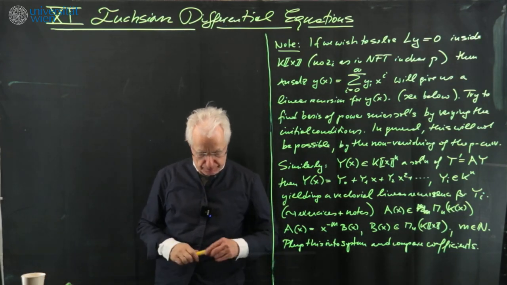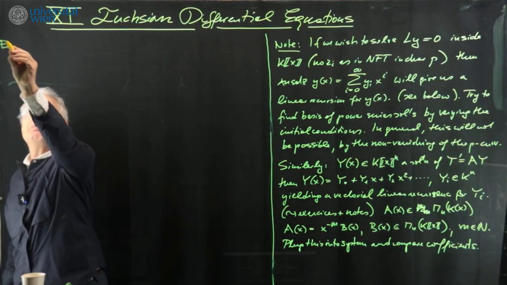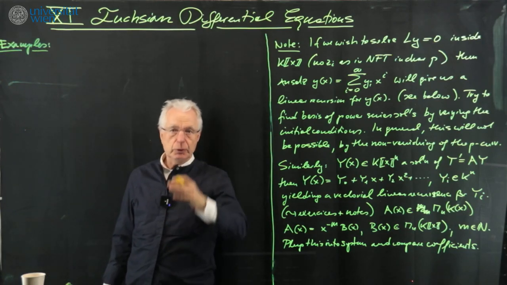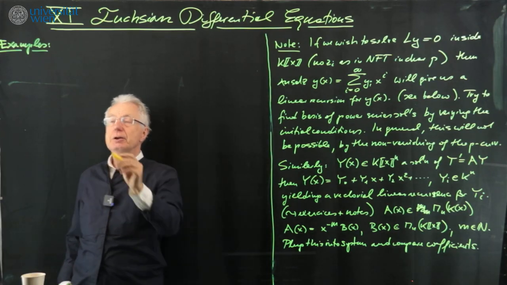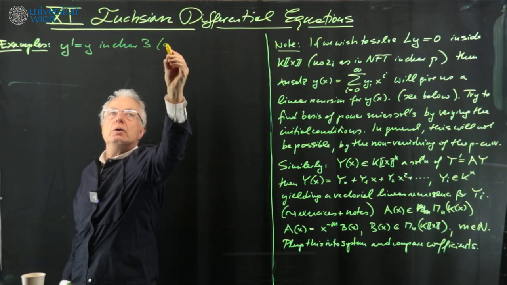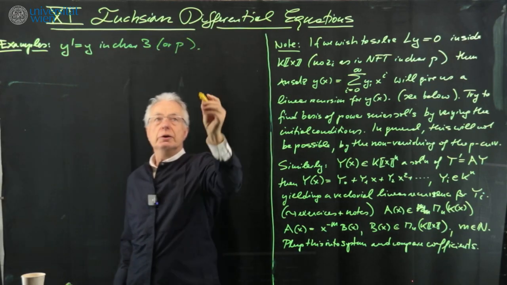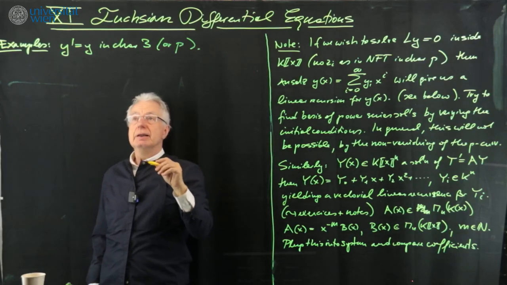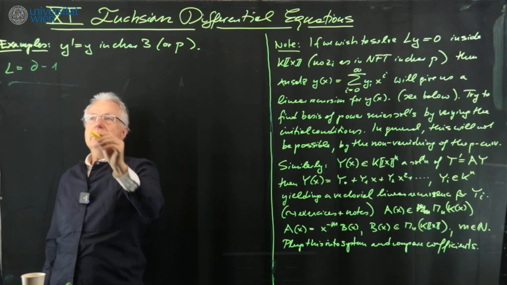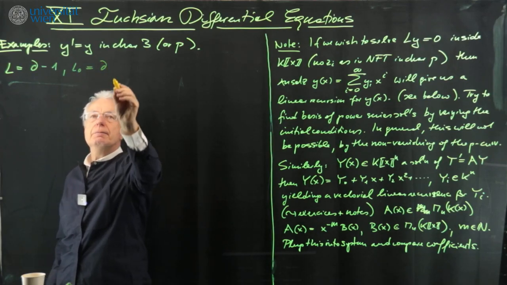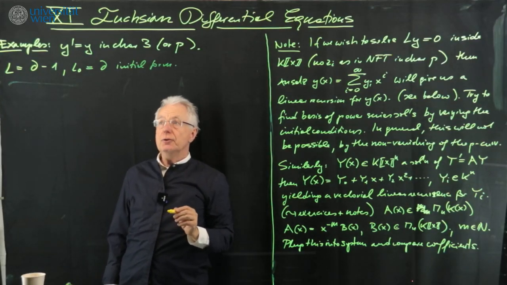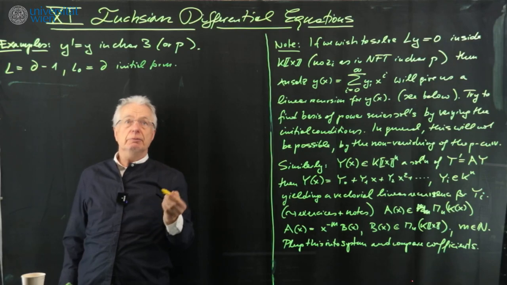So we start with examples. I will not be able to do the whole theory with all proofs, but at least to give you a kind of impression and feeling of what's going on. So let us consider y' = y in characteristic p. We have seen this example already. In characteristic 0, we would expect the exponential function. Now, L is here del minus 1, so L0 would be del, the initial form. So let's take characteristic p for the moment, and let us compute the p-curvature.